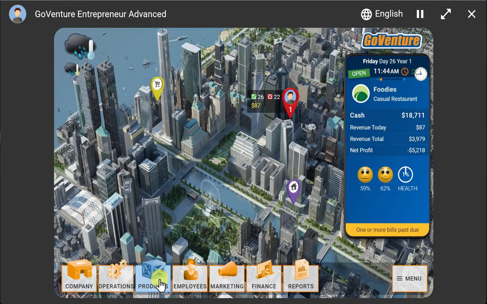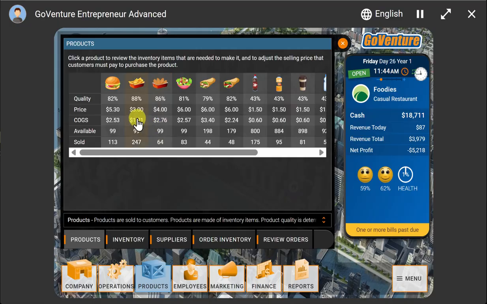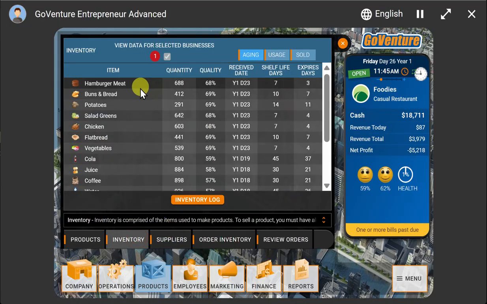Now, there's also consequence to ordering too much inventory. Let's go back to our products. Let's go back to our inventory. So what happens in my restaurant if I order too much hamburger meat, too many buns, too many potatoes, and they sit unsold for several days? Well, what happens is they spoil or expire. And of course, you don't want to serve those to customers because now you're giving them a poor quality product and potentially a health hazard too, which is even more serious.